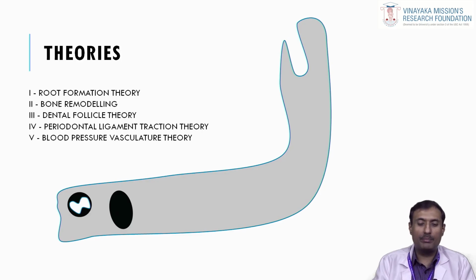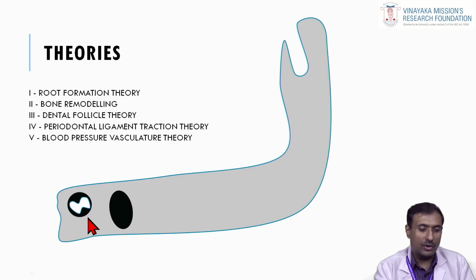I shall be showing a picture demonstrating how it occurs within the jaw, and then I shall give the notes following this. So here we can see the presence of the tooth germ, which is within the jaw. The crown has formed, the root has not formed yet. So according to the first theory, we have the root formation theory. According to this theory, as the root forms or develops, the tooth moves into eruption or occlusal plane.